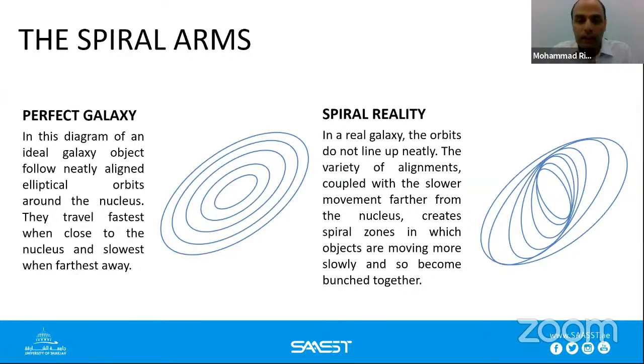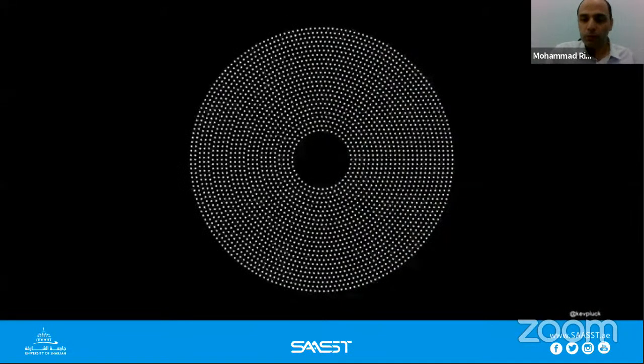For real spirals, we will not see this alignment. There is a variety or shifting in alignment for each orbit, at each distance. So when this variety of alignment is coupled with the slower movement farther from the nucleus, that creates spiral arms gradually. This is called a density wave in the spiral. This is what happens for spirals when the galaxy reacts with the tidal gravitational force from other galaxies. So this is all about these spirals.